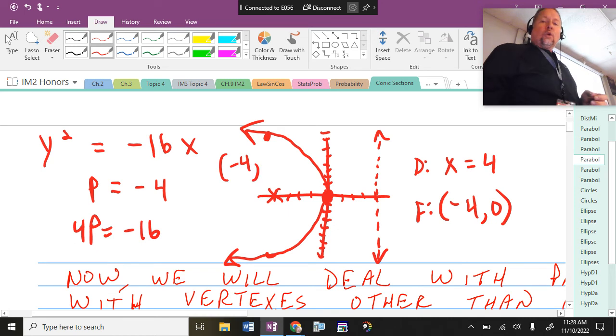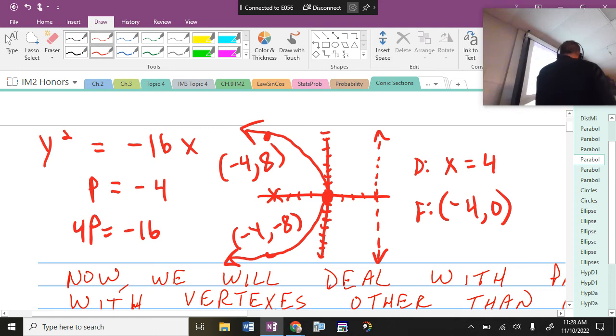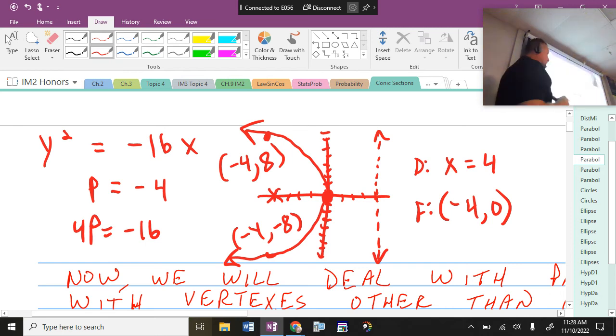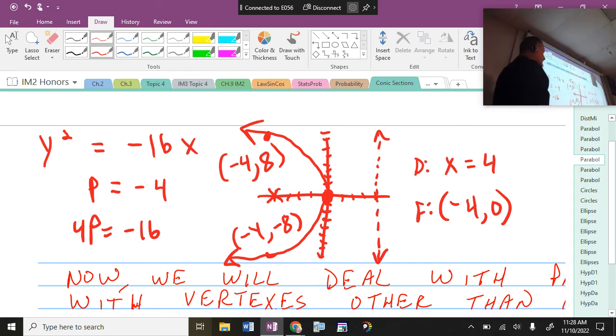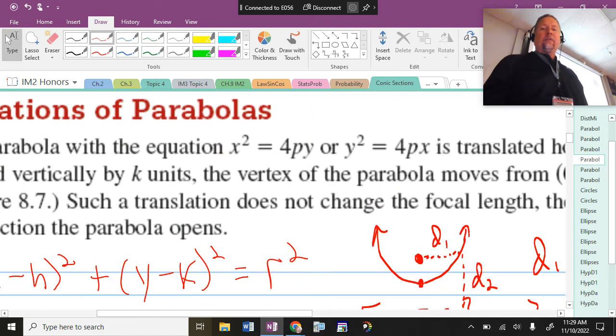-4, comma 8. Ooh, that air was rough in my lungs. And then -4, comma -8. -4 for x. Over here, -4 times -16. Oh, 64. 8 and -8 squared is 64. 64 equals 64 in both of those points. So I know these 3 points solve that equation. Those 3 points are on the graph. That graph is a parabola going left. Okay, now I'm done with that. We're going to move on.